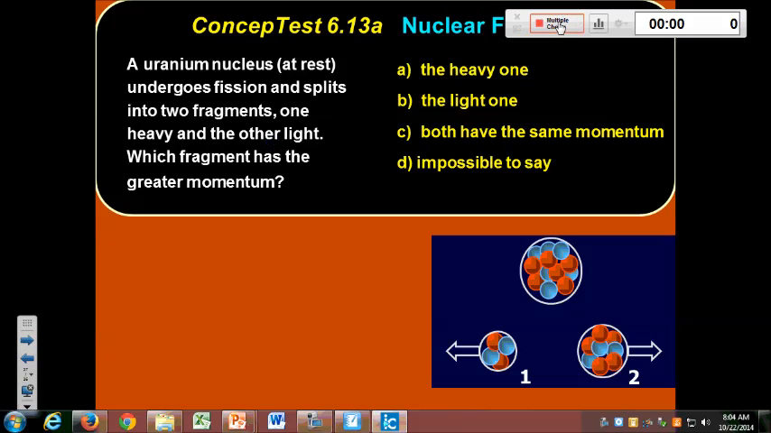I have a uranium nucleus at rest. It undergoes fission. That means it splits apart into two fragments. One fragment is heavy and one is light. Which fragment has the greater momentum? The heavy one, the light one, they have the same momentum, or you just can't say.